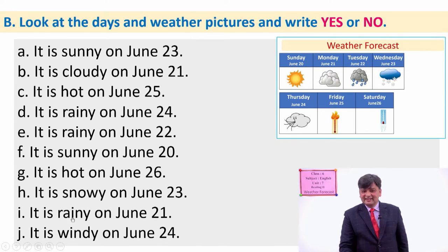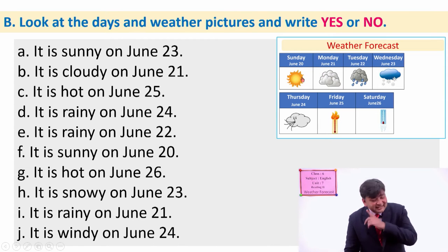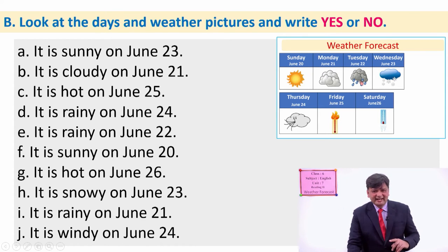Yes, you are right. It is rainy on June 21. Okay, you say yes. Why? You can see the cloud, so it might rain. So is it raining? No, it's not raining. So when there is no rain, but you can see the cloud, what do you call it? Cloudy. Very good. So it's not raining.